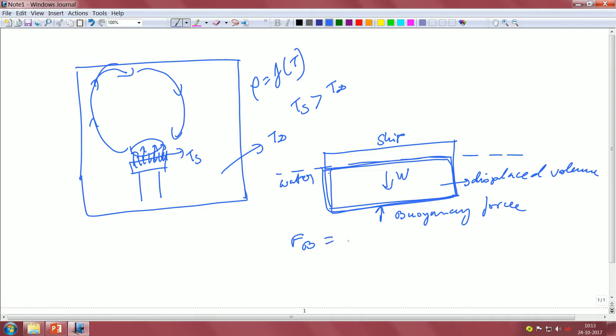Buoyancy force will be the rho of the fluid that it has displaced, into g, into the volume of the body, whatever is the submerged volume of the body, right. That is the portion of the volume of the body that is immersed in the fluid, right. That is what it is, right. So, that is the force, right.